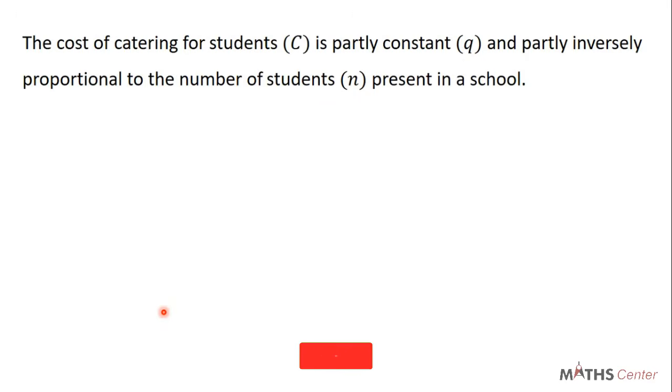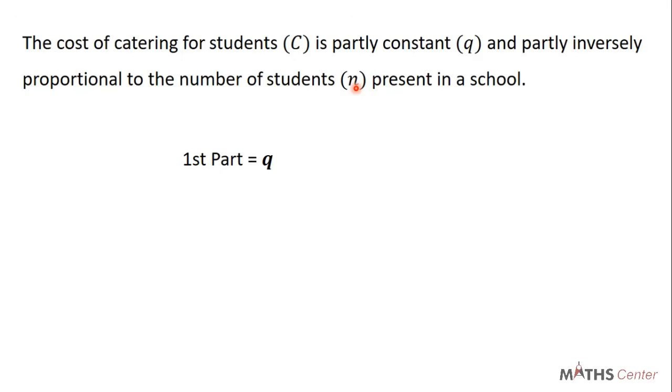Now, we can deduce from the question that the cost of catering for students, which we have represented by C, is partly constant, and we have represented that constant by K, and partly inversely proportional to the number of students, which we have represented by N, present in the school. So it means that the first part of C is a constant. So C is partly constant. So the first part is a constant, and that constant is K. The second part is an inverse variation. So C is inversely proportional to N, which is the number of students in the school.